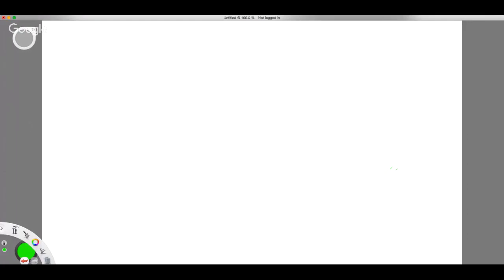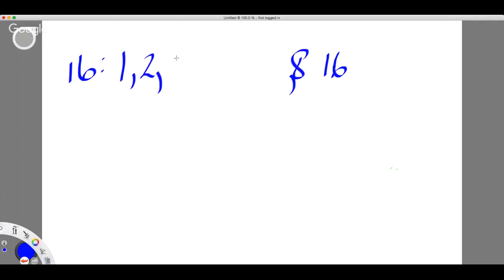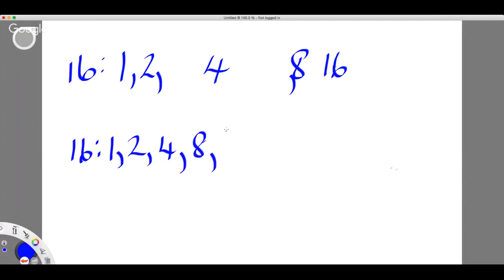Okay, so question number 1 says, find all the factors of 16. So remember, factors are numbers you multiply together. So the factors of 16, you can multiply 1 times 16. You can multiply 2 times 8. And then you can multiply 4 times 4. So the factors of 16 would be 1, 2, 4, 8, and 16.